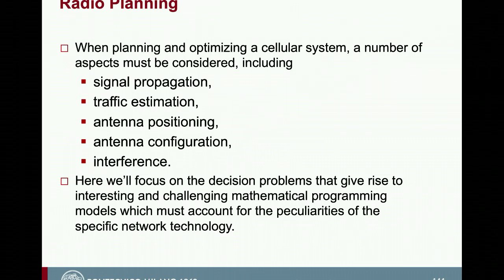When planning and optimizing a cellular system, a number of aspects must be considered, including the signal propagation, which is exactly the point that you covered during the lecture on the radio propagation tool with Mr. Delana. But also traffic estimation, antenna positioning, antenna configuration, and of course interference. So we will focus in this part on the decision problems that can give rise to interesting and challenging mathematical programming models, decision models, that can take into account the specific aspects of the network technology.